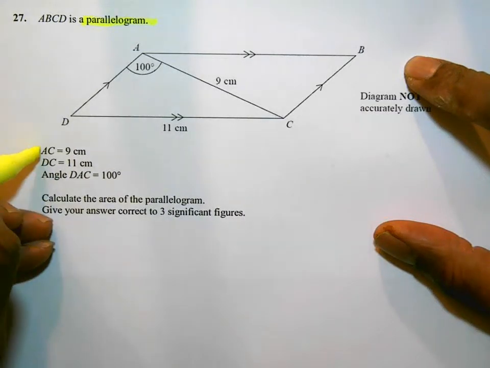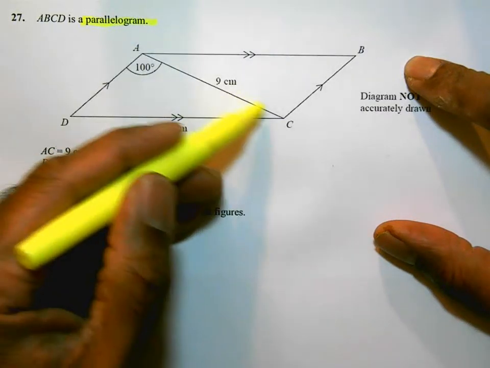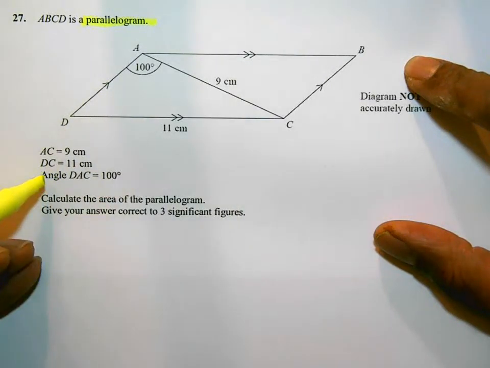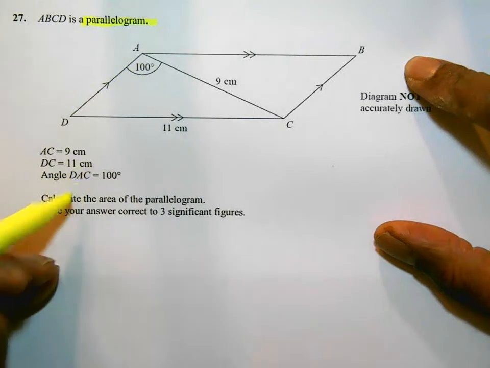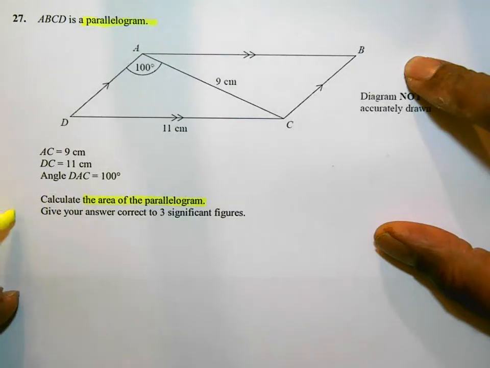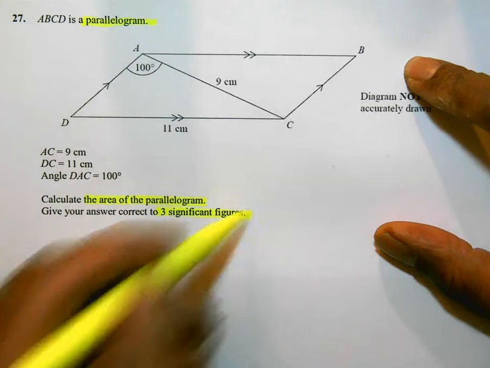It tells us that AC is 9 centimeters. There it is. DC is 11 centimeters. Angle DAC, which is this angle here, is 100 degrees. Calculate the area of the parallelogram. Give your answer to 3 significant figures.